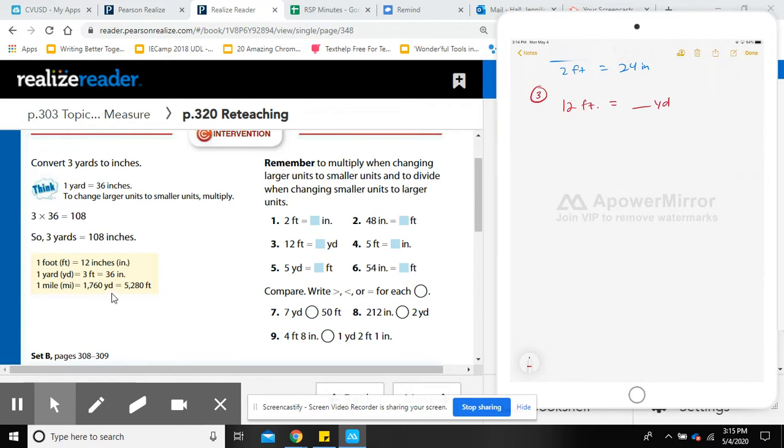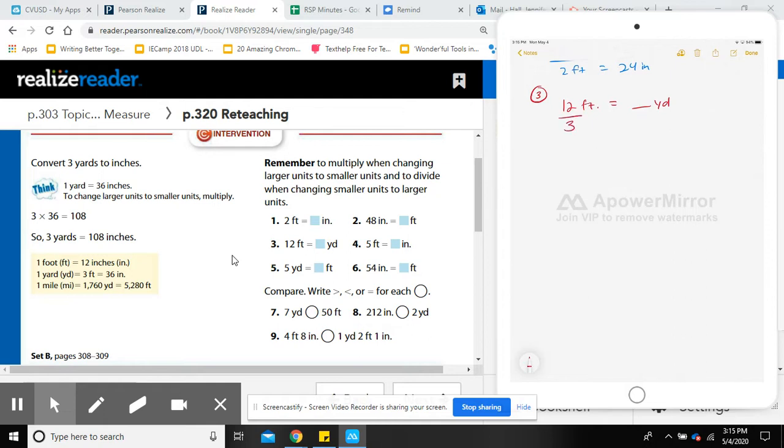A lot of you guys have probably memorized them. At least maybe not like mile, because mile is a lot of bigger numbers. But some of them are pretty easy. Like most of us know that 1 foot is equal to 12 inches. So that's easy. So if we look here, 1 yard is equal to 3 feet. So if one yard is equal to 3 feet, then we can take that 12 and divide it by 3 to see how many yards are in 12 feet.